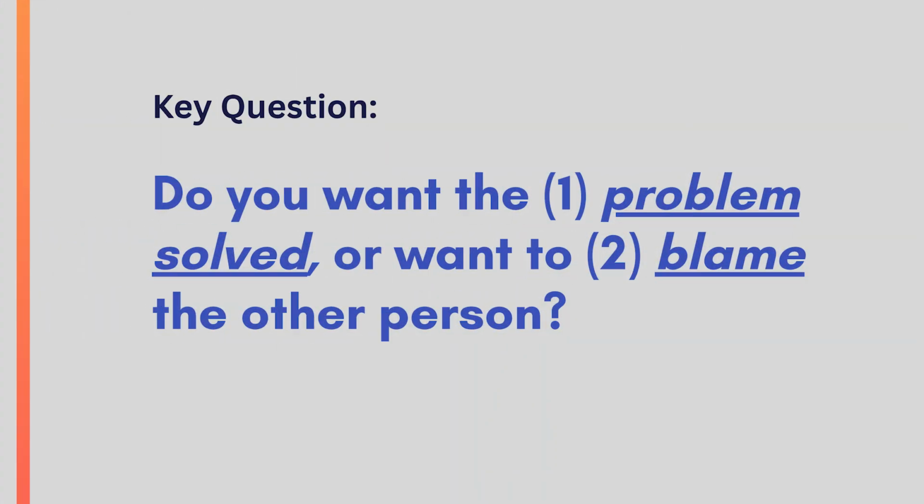If you want to use you language to point the finger and blame the other person, that almost guarantees you're going to have an unproductive conversation that escalates into a conflict very quickly. In contrast, assertive communication is a strategic choice. So the question is, do you want to solve the problem or do you want to blame the other person? And since this video is about assertive communication, I language is a much better way to solve the problem because it starts the conversation on the right foot.